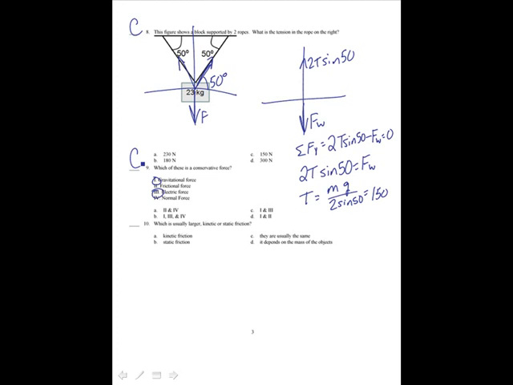Which is usually larger, kinetic or static friction? Almost always, static friction is bigger than kinetic friction, so that's B.